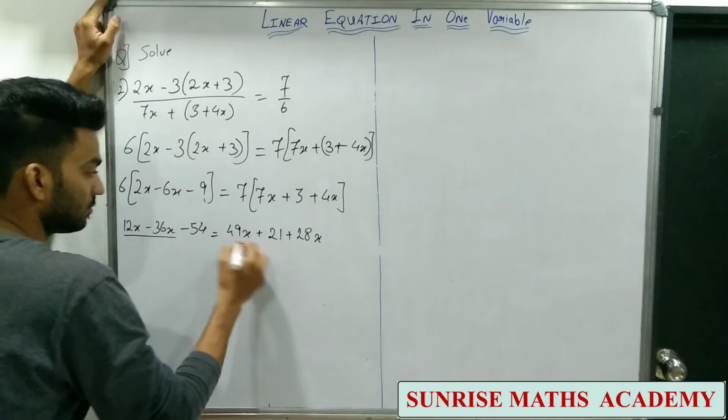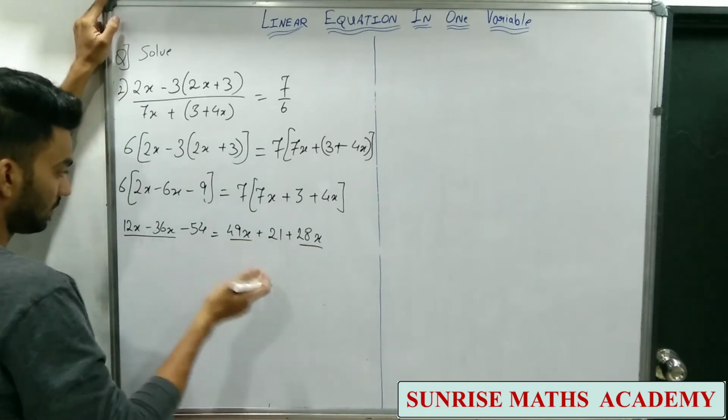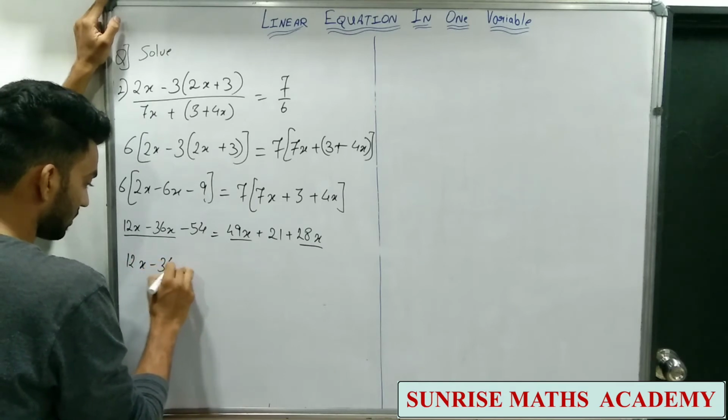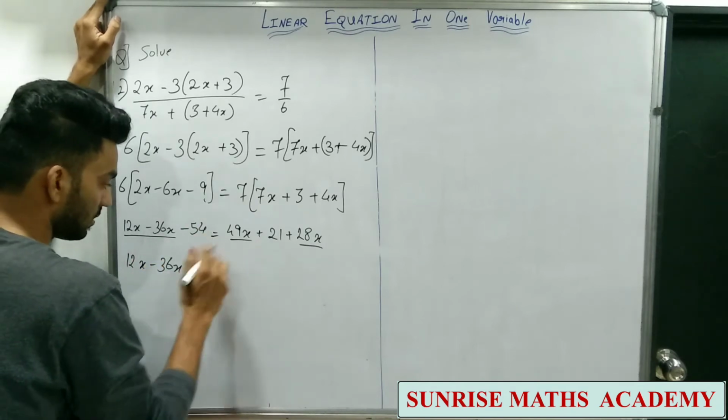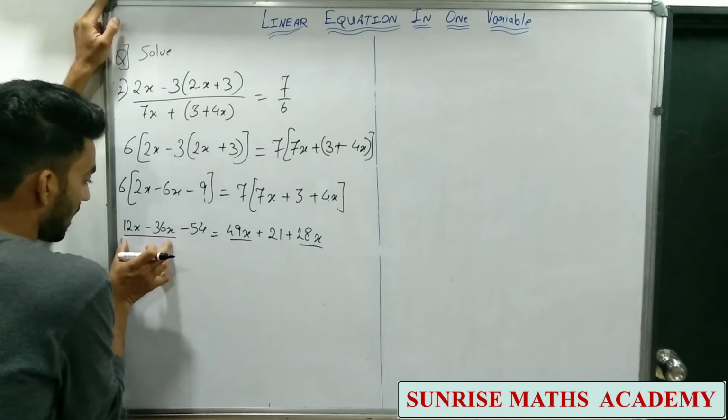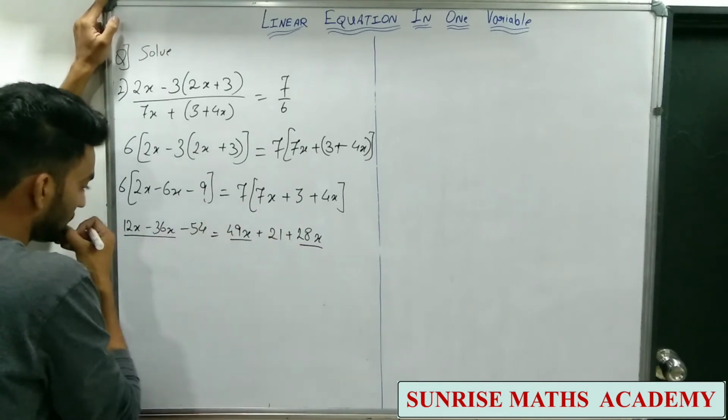The variable terms will bring to one side, 12x minus 36x, and this will take to the other side. This will be, or we can do it like this. We'll do the solution on this side first.